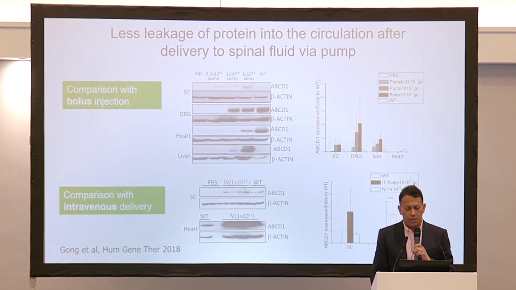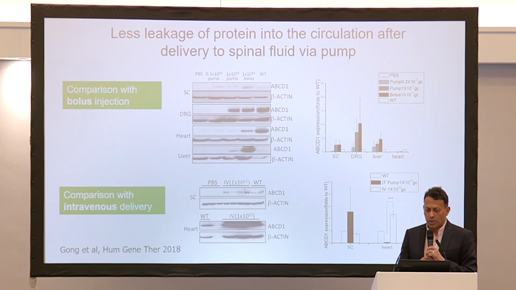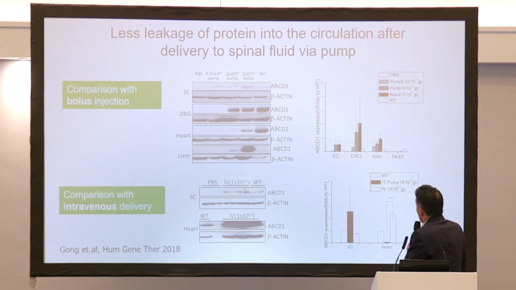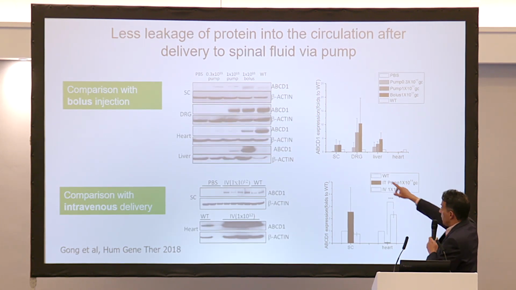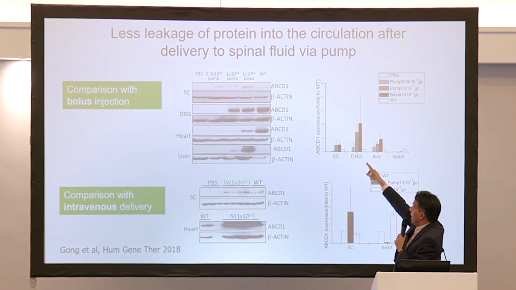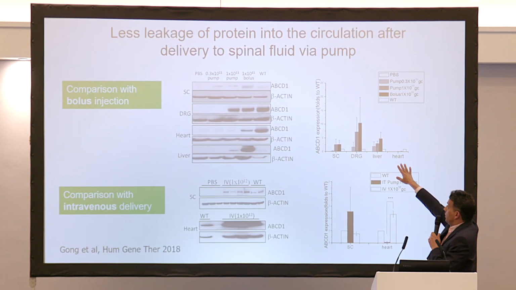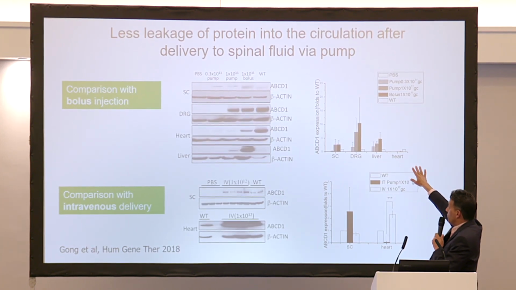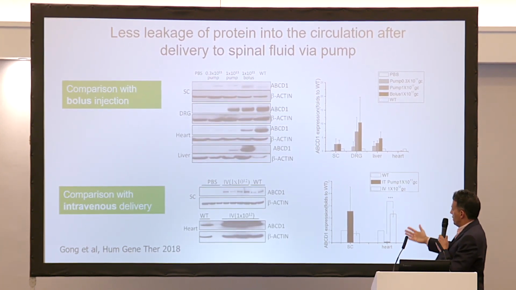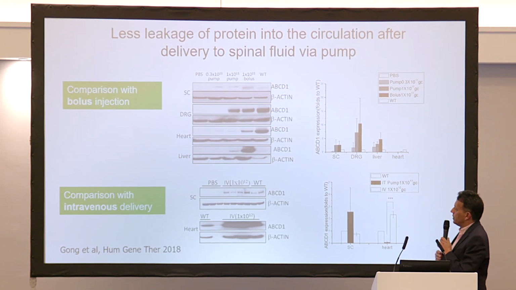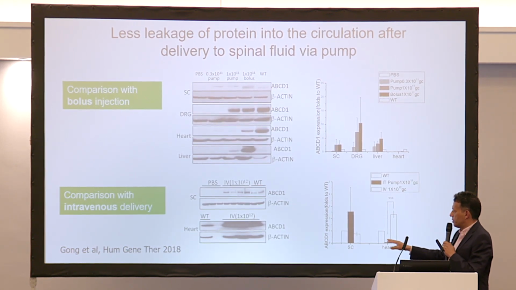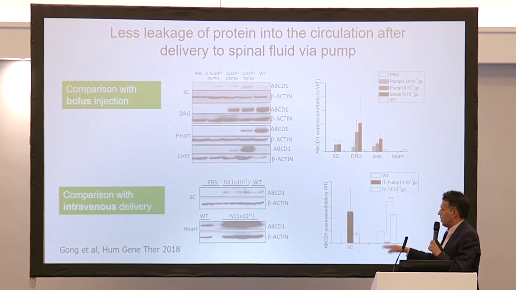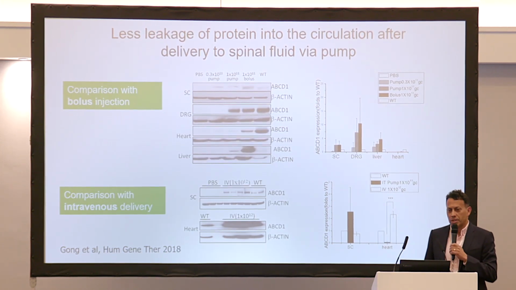So why the intrathecal pump, and does this targeting actually matter? What we really wanted to show is that we could not only get nicely to the spinal cord and the dorsal root ganglion, but also avoid delivery to liver and heart. And when you deliver intravenously, you see a lot of protein expression in heart, but if you deliver with an intrathecal pump, there is hardly any expression in heart, while there is very nice expression in the spinal cord.